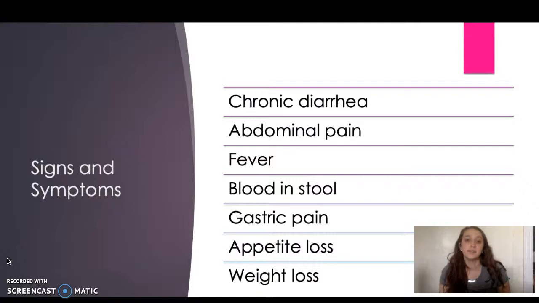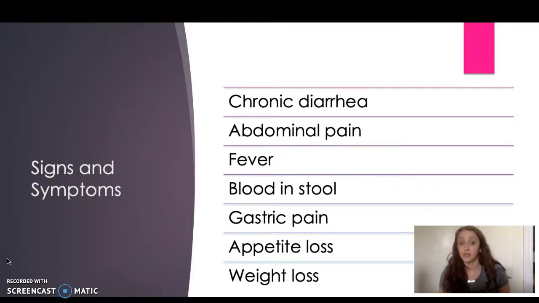Some signs and symptoms are chronic diarrhea, and to be chronic, it has to be for at least 4 weeks of diarrhea. So if you go to a doctor and say, I've been having diarrhea for the past 3 days and my stomach hurts and I have a fever, they're not really going to look at Crohn's yet because you haven't had that diarrhea for at least 4 weeks.